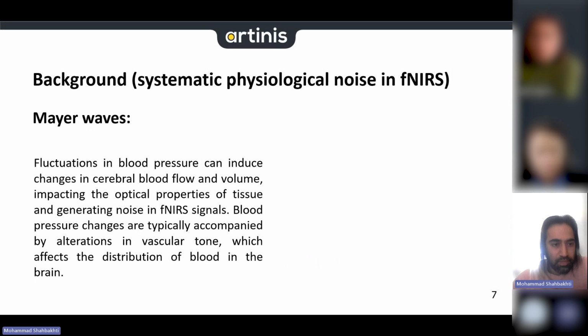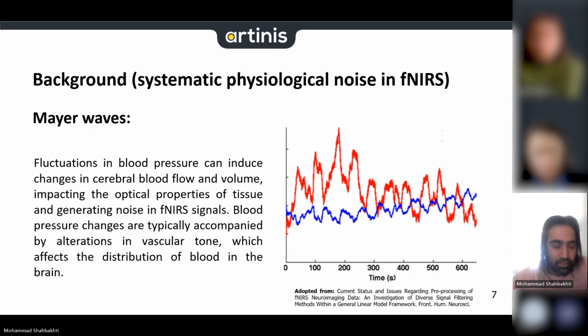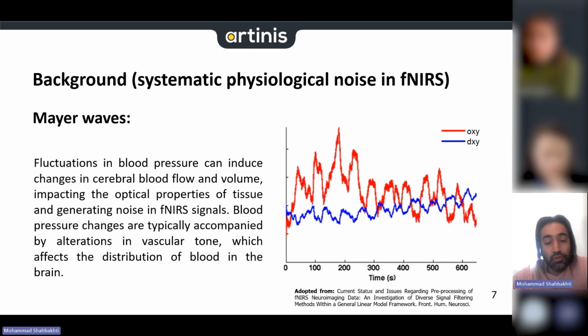Lastly, we have Meyer waves. So we can say somehow they are due to changes in blood pressure. Well, changes in blood pressure can lead to alteration of cerebral blood volume, which of course impacts the properties of the tissue and leads to variation in our data we are not looking for. And the reason for that is changing blood pressure can also change the vascular tone, which can affect the signal here.